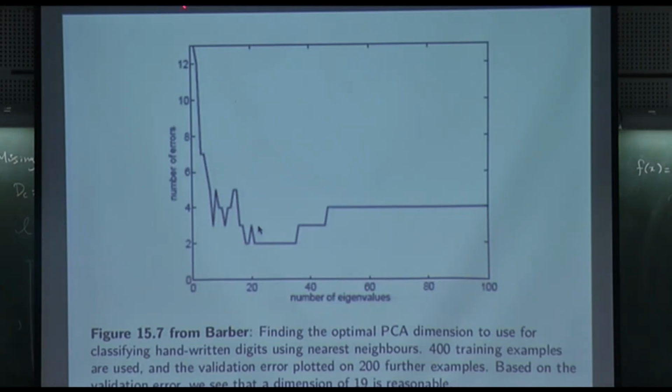This is the number of eigenvalues, or the number of singular values, that were taken. If you take too few singular values, then the number of errors is pretty large. Your number of errors keeps coming down. This is a bit noisy here, so it's coming down, and then it starts to go up again. Based on the validation error, a dimension of approximately 19 is reasonable. But this part is believable, that as you take more and more singular values, you get better and better performance.